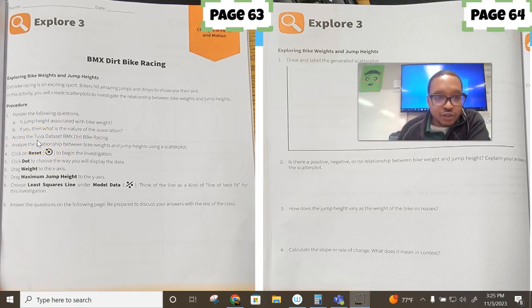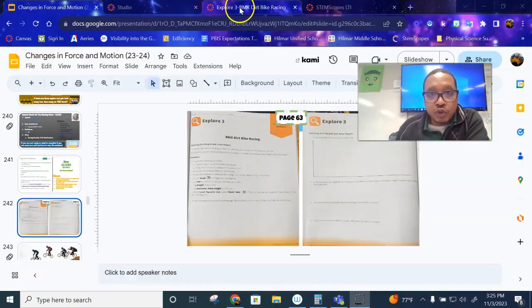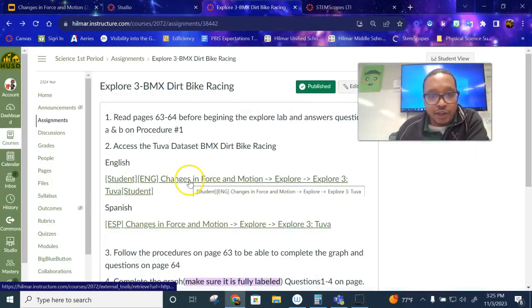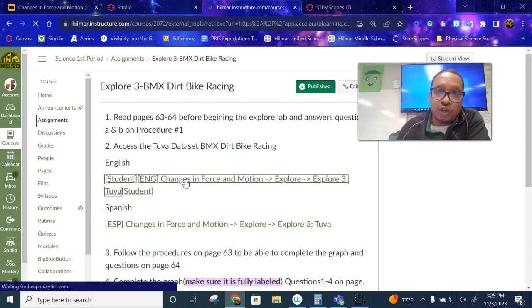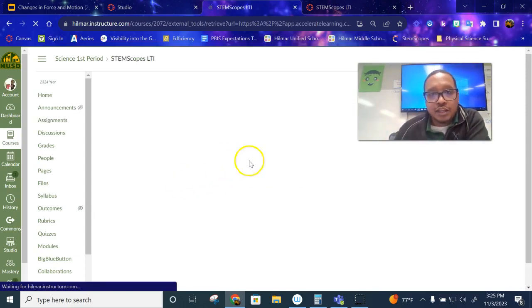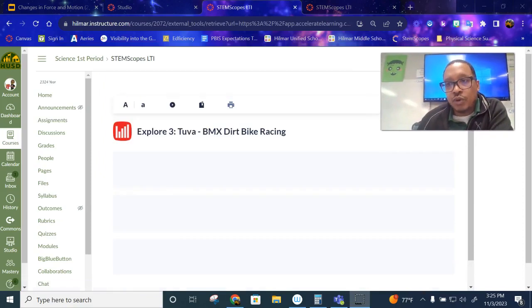Then you have to access Tuva and then the dirt bike racing. We're going to do that literally right now. If we click into the assignment, right here, I'm going to click the one for English. Again, if you want to do Spanish, it has it in Spanish right there. So we're going to click it, open it, get that thing open. All right. Waiting for Tuva to load.